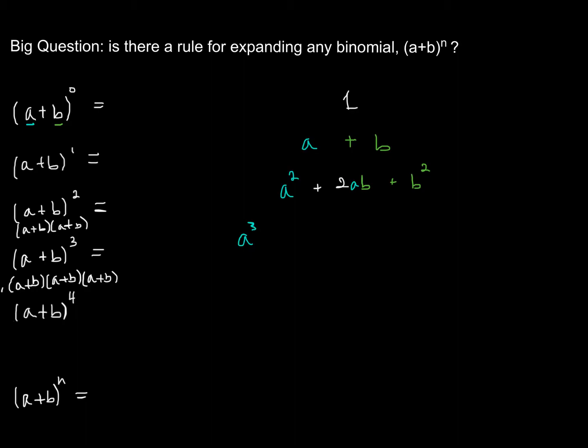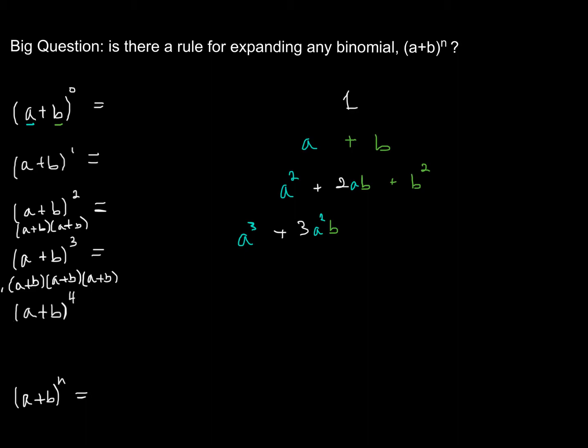Okay. Then remember I got 2 a squared b's, and I had another b times a squared, which would be 1 more a squared b. So I'll have 3 total a squared b.